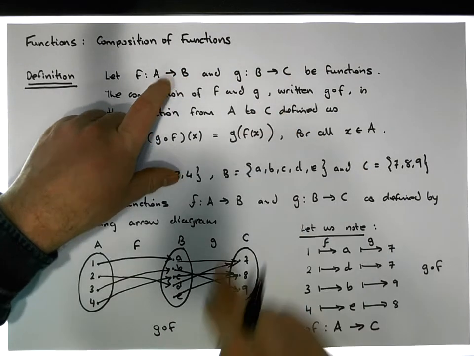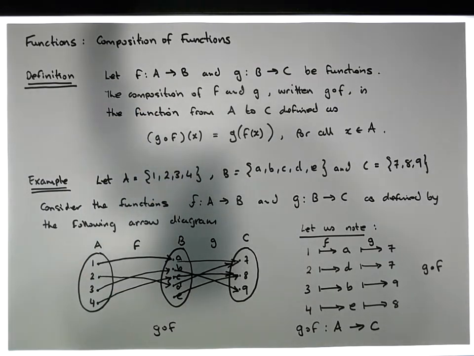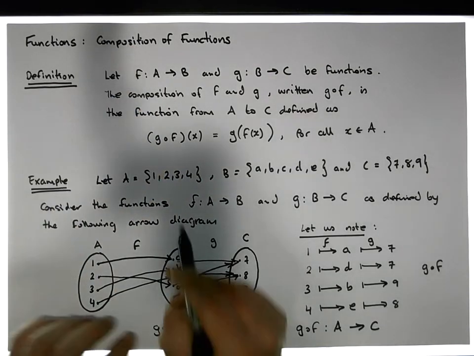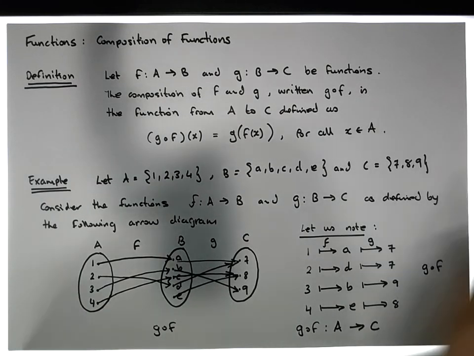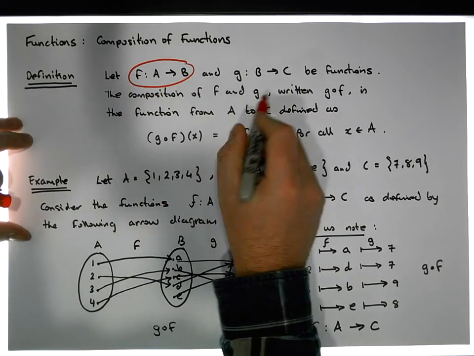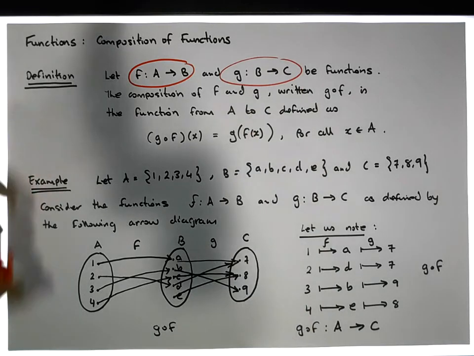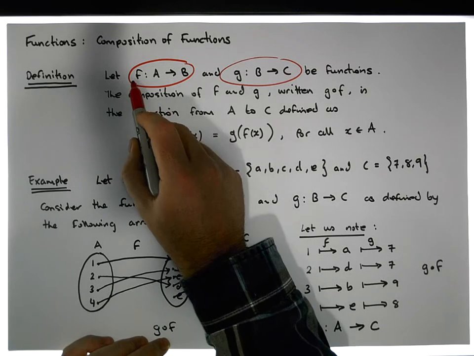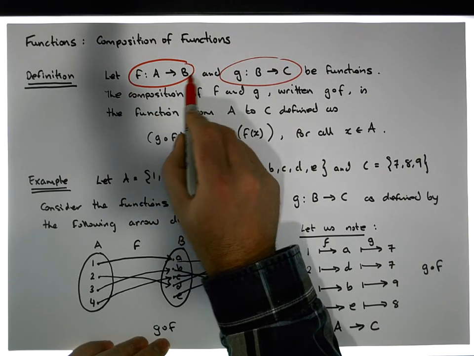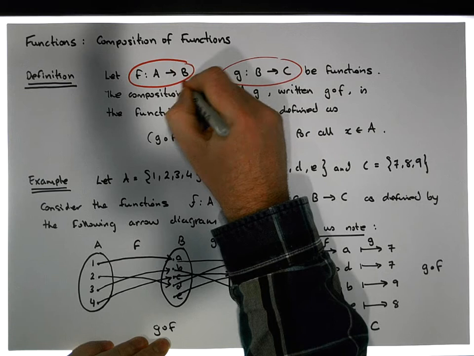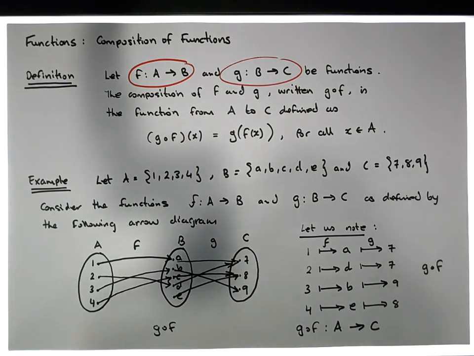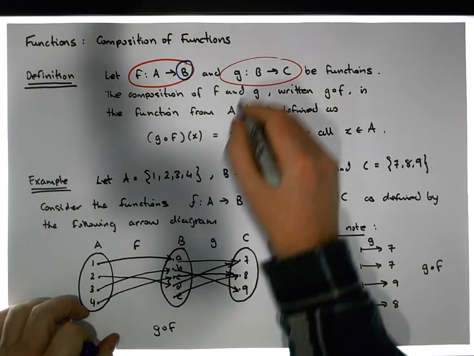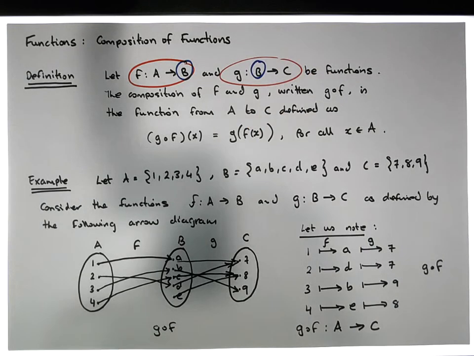One of the really important things about composition of functions is this: when we define our functions, let me just get a different color marker here, the codomain of our first function is the same as the domain of our second function. That's really, really important for us when we do composition of functions, if that makes sense.